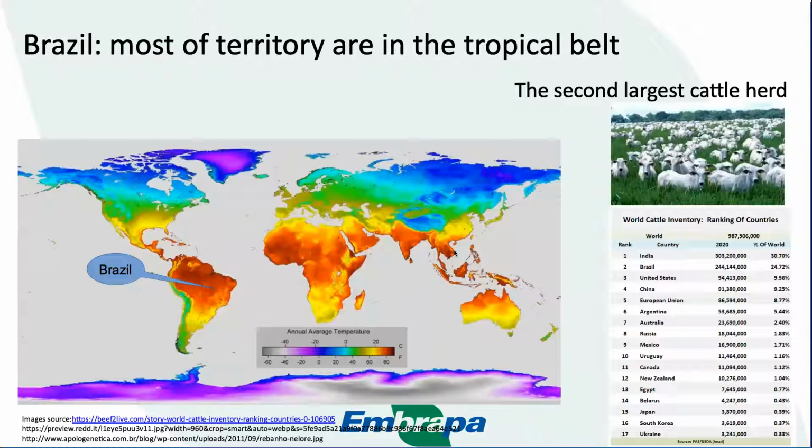So I want to talk about our condition, our proposals here. As I said, most of Brazil's land is in the tropical belt. So we have several challenges here, but we also have a large herd, the second largest herd. So you have to face all those problems to raise those animals here in Brazil.